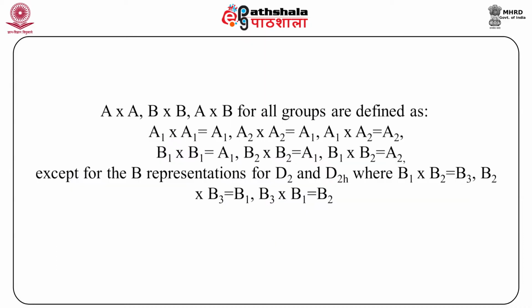Products of the form A into A, B into B, A into B for all groups are defined as A1 into A1 is A1, A2 into A2 is A1, A1 into A2 is A2. This product, I mean to say direct product. B1 into B1 is A1, B2 into B2 is A1, B1 into B2 is A2.